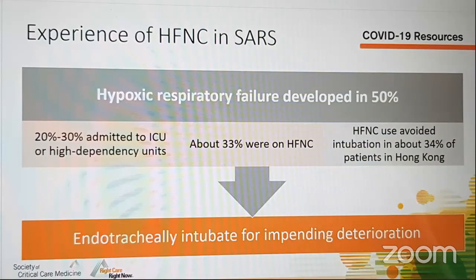So this is the experience of high flow nasal cannula in SARS before. 50% of those patients developed respiratory failure, and 20 to 30% of those patients were admitted to ICU, and 33%, one third of those patients, had high flow nasal cannula applied. They found that high flow nasal cannula avoided intubation in about 34% of patients in Hong Kong.